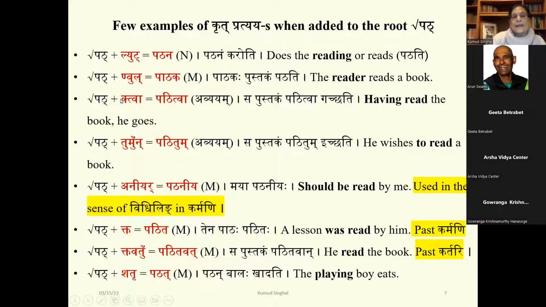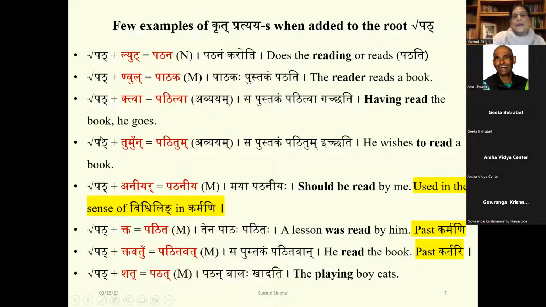So pat, if you add another Krit Pratyaya, then the resulting will be pathitva. Now this is an Avyaya. This will not decline. It will remain the same in all the three vachanams and the cases. So saha pustakam pathitva gachati. So pathitva is kind of having done something. So having read the book, he goes. Saha pustakam pathitva means having read. So having read the book, saha gachati. He goes.